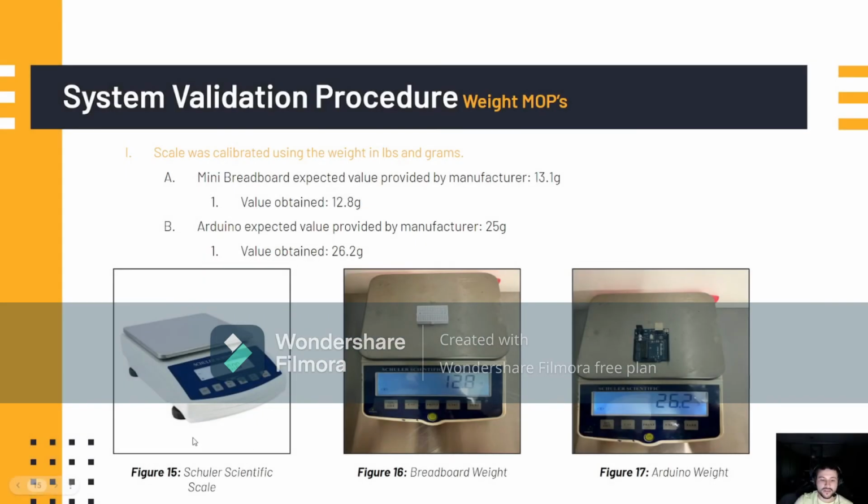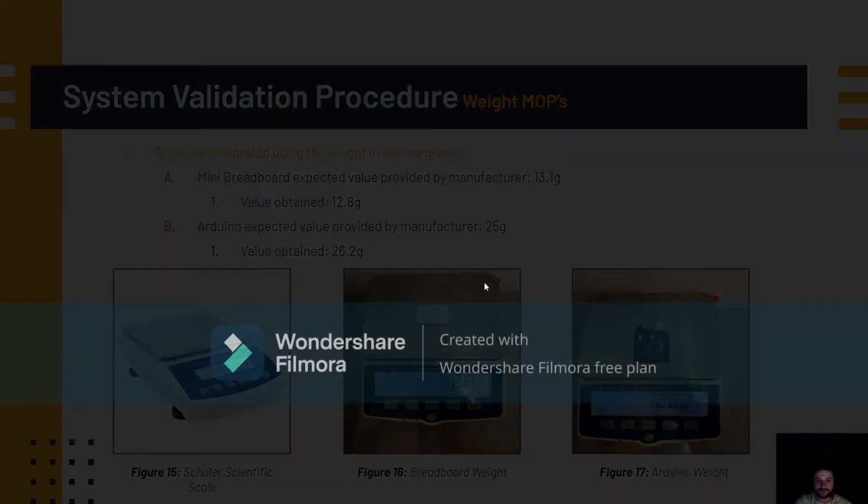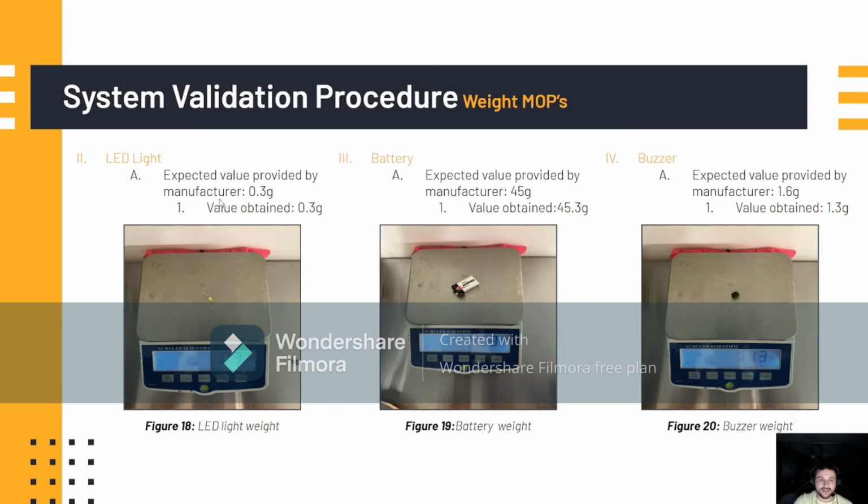Here you can see figure 15. Here's the Scaltec scientific scale that we used to weigh all the components of the structural and control system. For the mini breadboard, the value provided by the manufacturer was 13.1, and the value obtained was 12.8. The Arduino expected value from the manufacturer was 25 grams, and the value obtained was 26.2. For the LED light, the manufacturer's expected value was 0.3 and the obtained was 0.32.